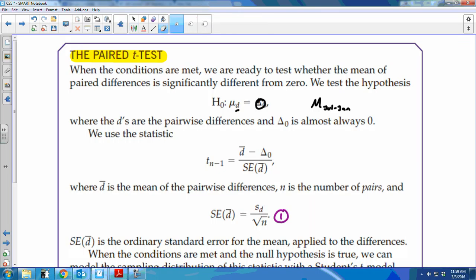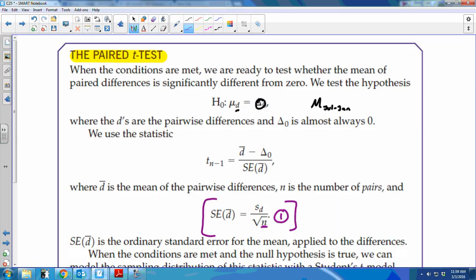So the standard error is the standard deviation of the differences divided by the square root of n. Remember, n is the number of pairs. So if you have 20 individuals but they're paired, you have 10 pairs. So make sure n is the number of pairs. So we have our standard error equation.